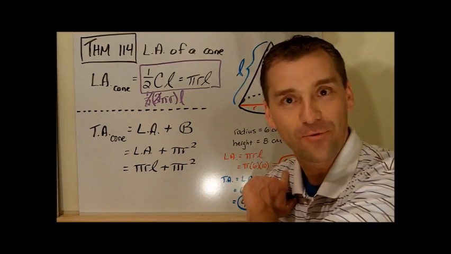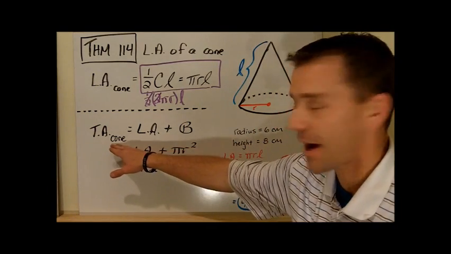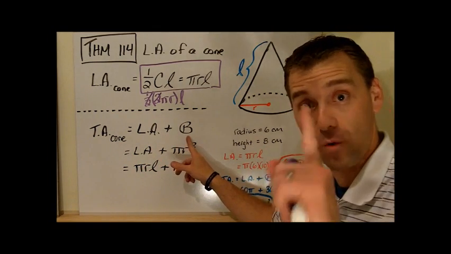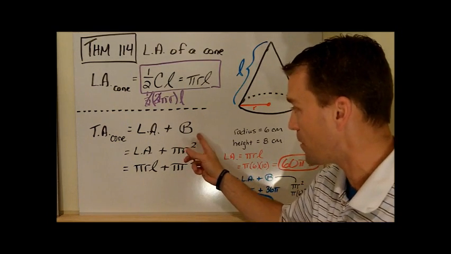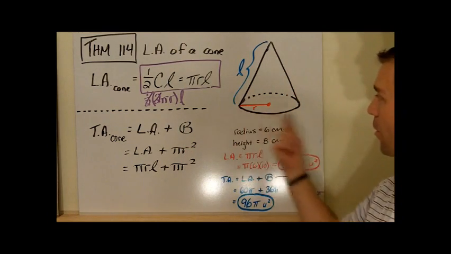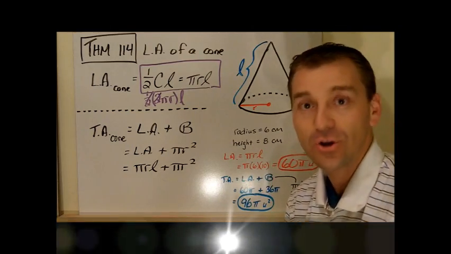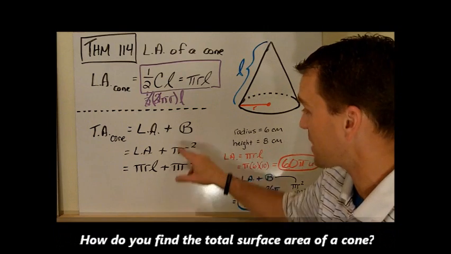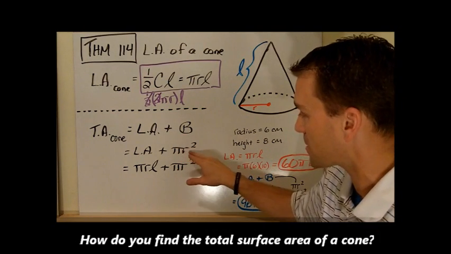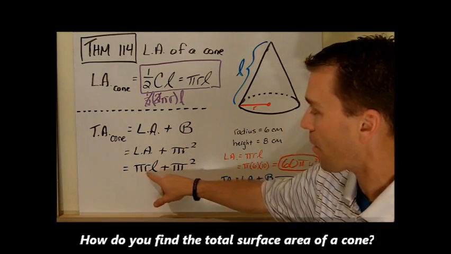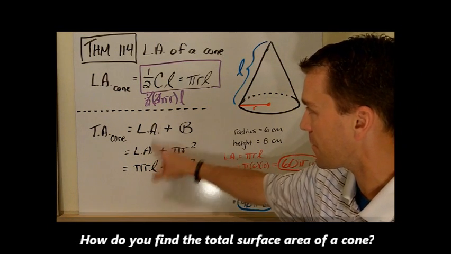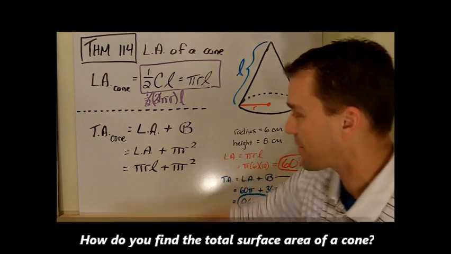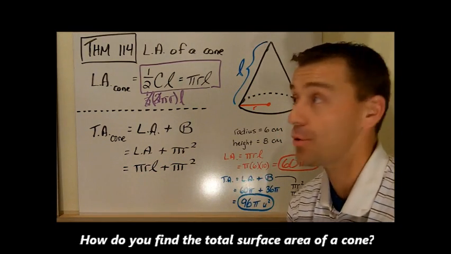There's theorem 114: total surface area of a cone. How do you find it? You take the lateral surface area plus the area of one base. Not two, only one. So now we know this. The base is always an actual circle, so we can be exactly specific, just like we were with the cylinder. This base is always going to be pi r squared. So there's my formula: pi r l, that's the lateral surface area, plus pi r squared. That is your exact formula. Sweet. That should be going in your foldable, no doubt.